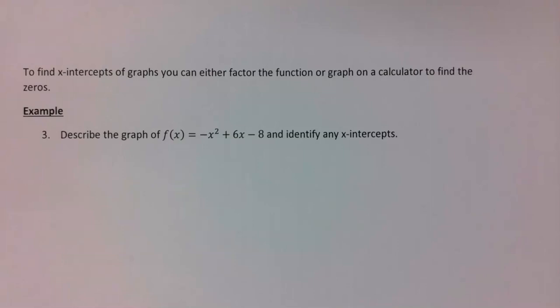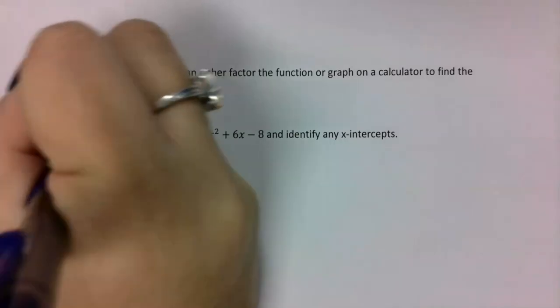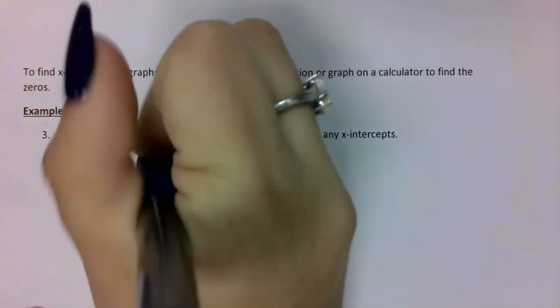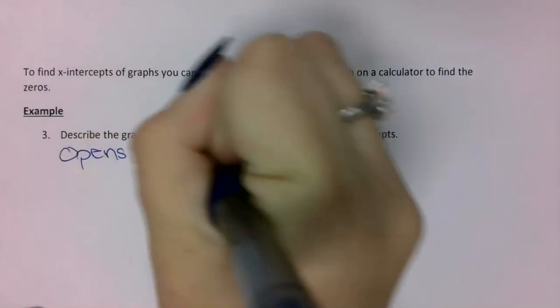Number 3 wants me to describe the graph and then identify any x-intercepts. I can either find my x-intercepts by factoring or graphing. So before I decide on how I want to find my x-intercepts, tell me if this opens up or down. Why? What's a negative? I see 2 negatives. The a value is negative.